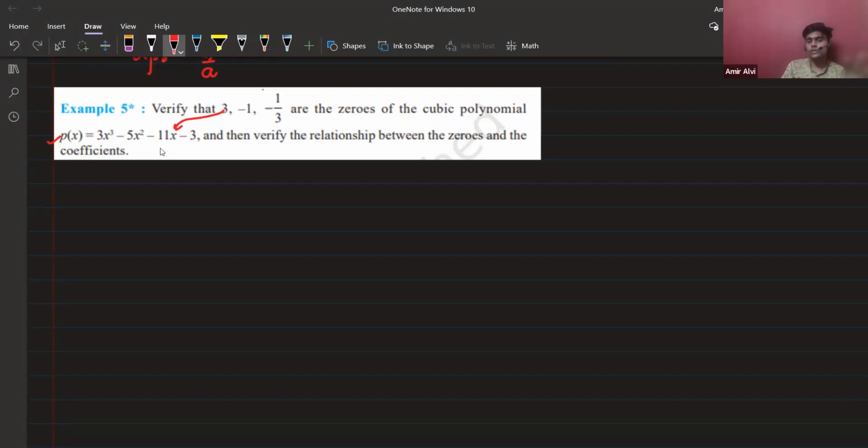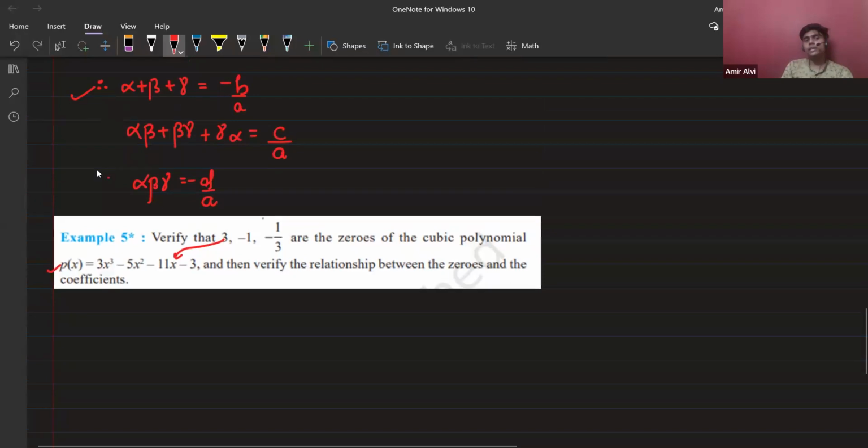And then you will use these three relations to verify the relationship between zeros and the coefficients. What will be alpha plus beta plus gamma? What is b here? This is a, b, c, d. What is b here?